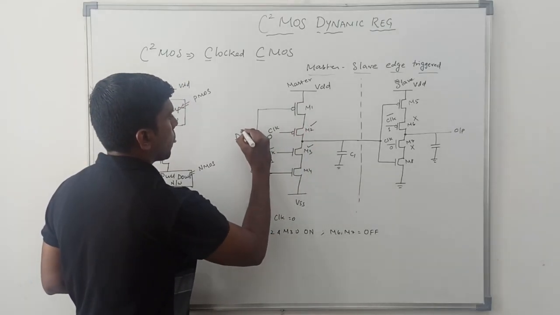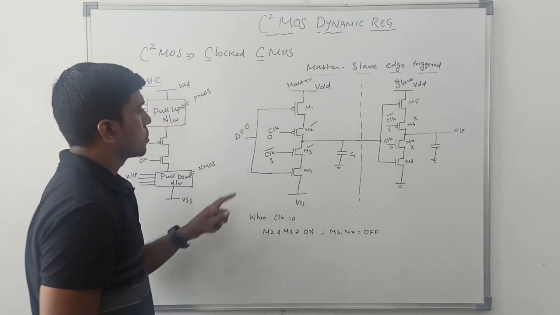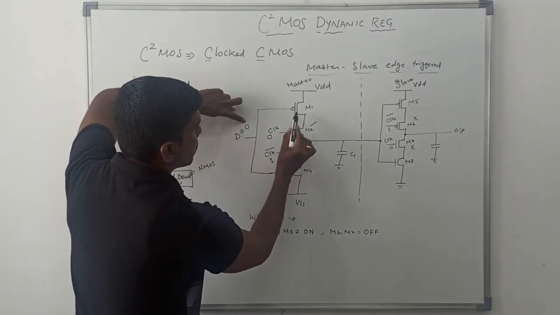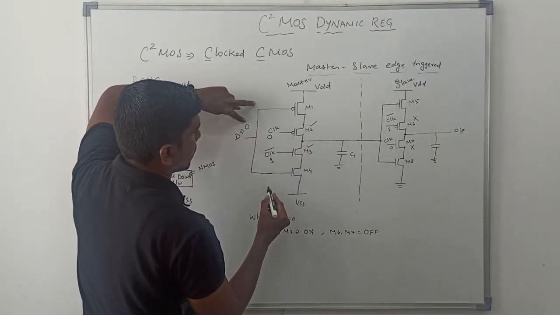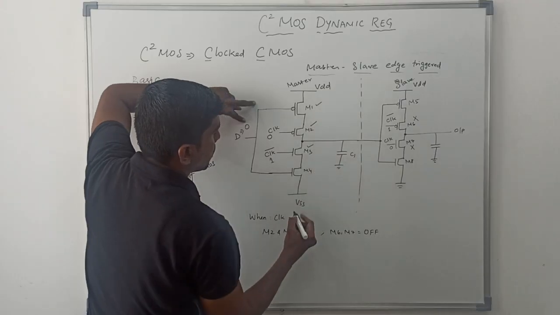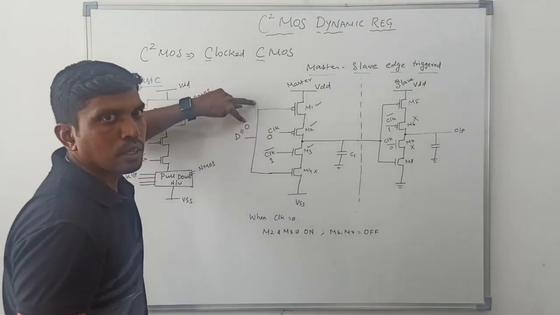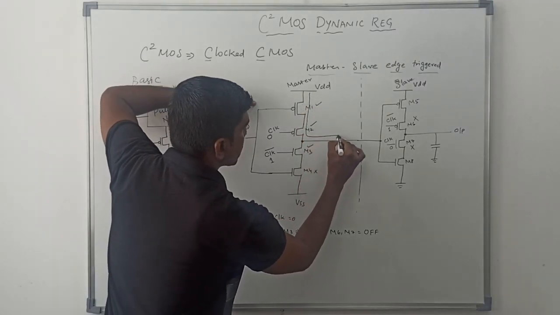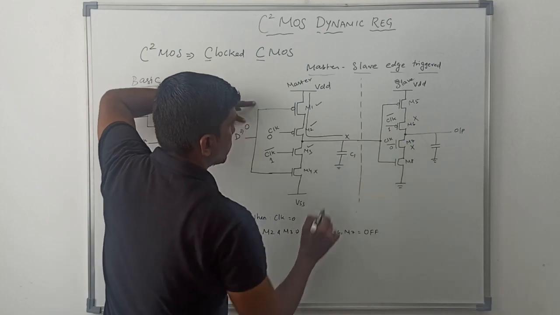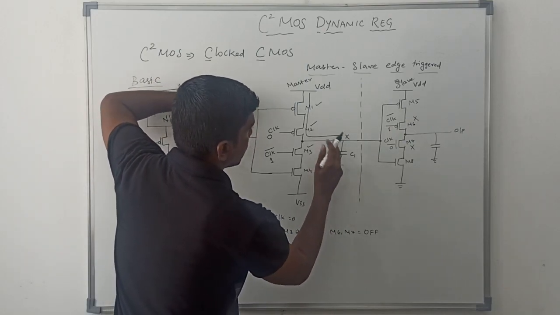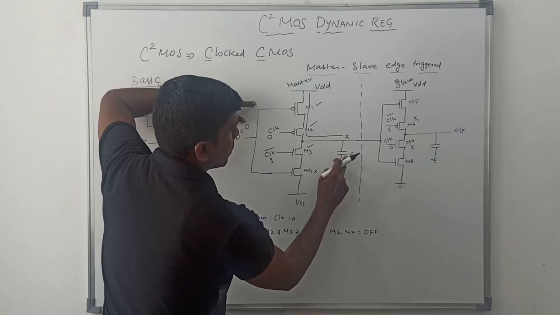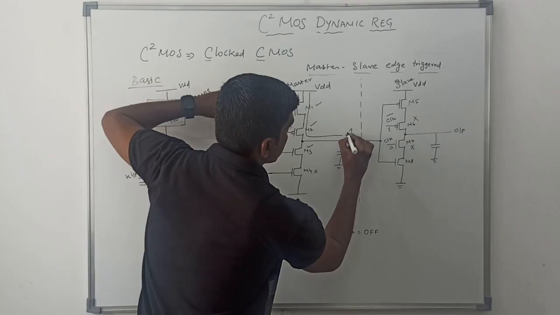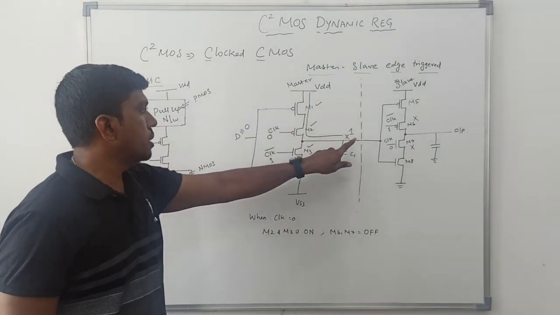So let us consider D value is 0. It's a simple inverter. So this 0 is given to the M1 transistor and M4 transistor. So M1 transistor turns on, M4 transistor turns off. So VDD is connected to X, this point. The C1 capacitor is charged. So the output of this inverter is 1.